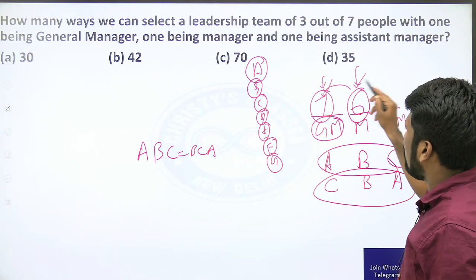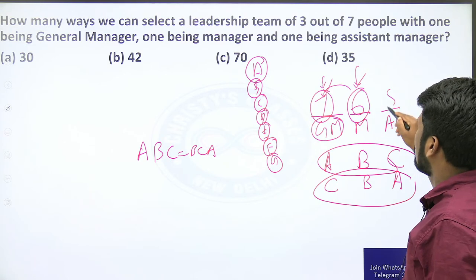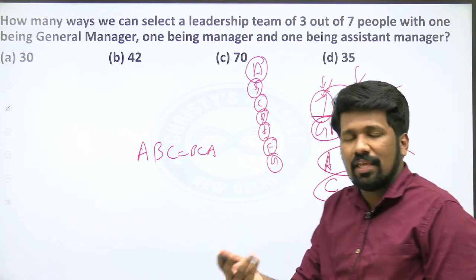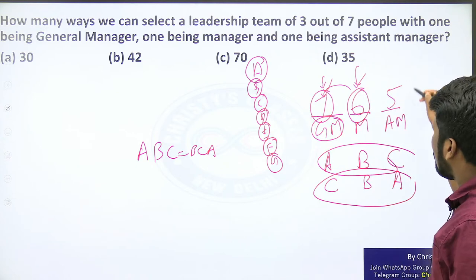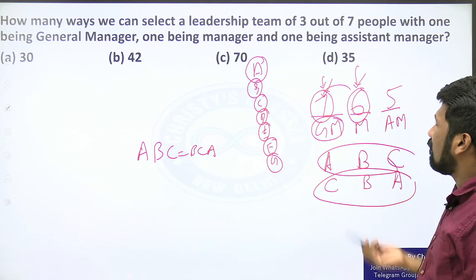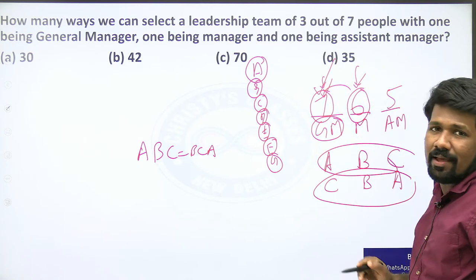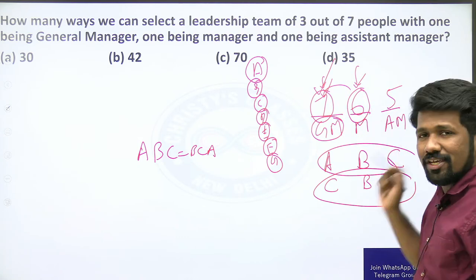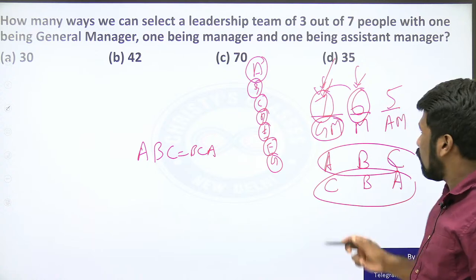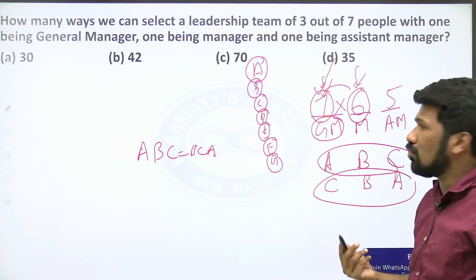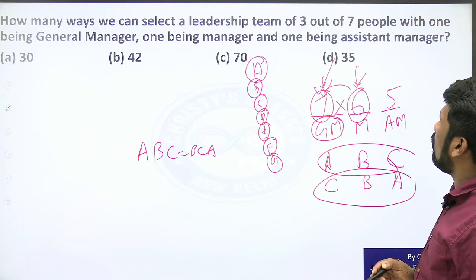So definitely 6 ways for manager. And these two people, whoever they are, cannot be assistant manager. So the remaining 5 people, anyone can fill the seat. Now, again, fundamental principle of counting. For each of the 7 ways the general manager is chosen, there are 6 ways the manager can be chosen. And for each of those 7 into 6, 42 ways, you can form the assistant manager.